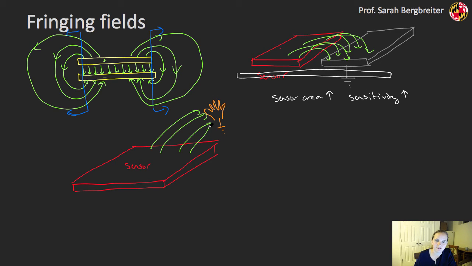So as this distance effectively decreases, then my capacitance is going to increase. So these are just a couple qualitative ways of how we might use fringing fields as our sensors as well, instead of just a parallel plate model.